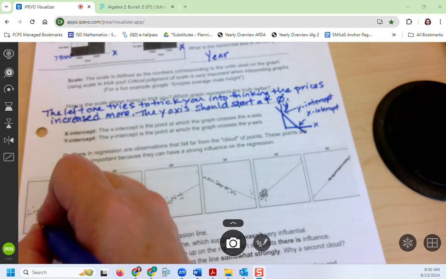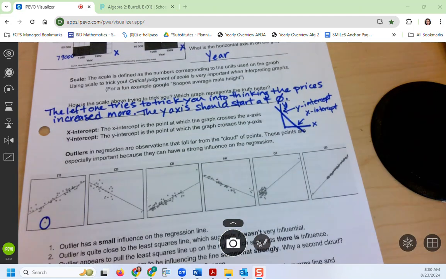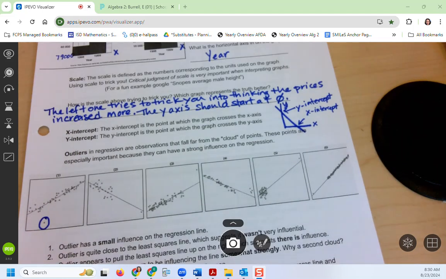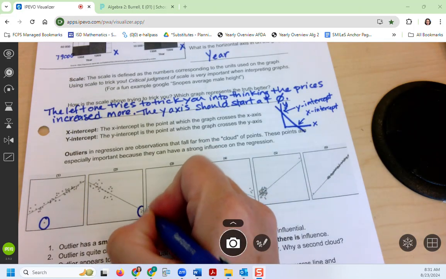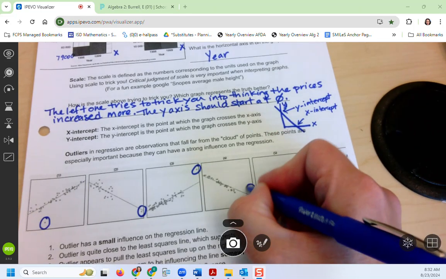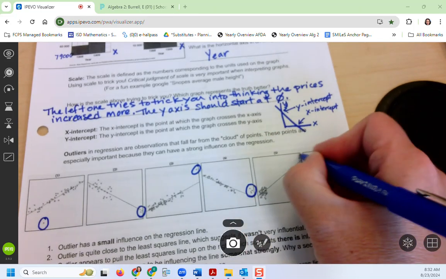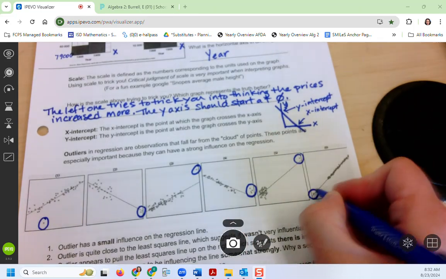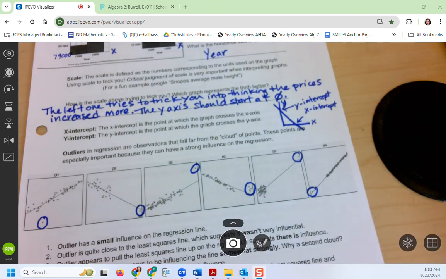So if you see here, there's an outlier. I want you to circle the other outliers. So on each graph, see if you can locate the outlier, and then I want you to circle it. All right, so you found your outliers. There's one. There's one. This one has like a whole little cloud of outliers over here. Then there's that one and that one. So you found them all, right? Okay.